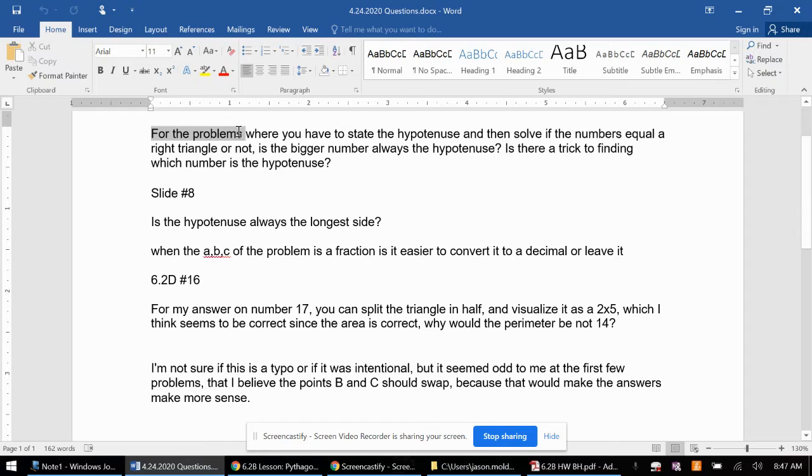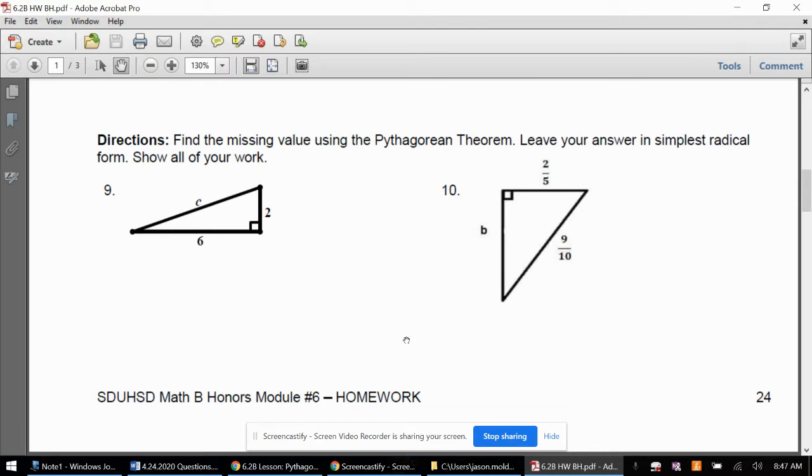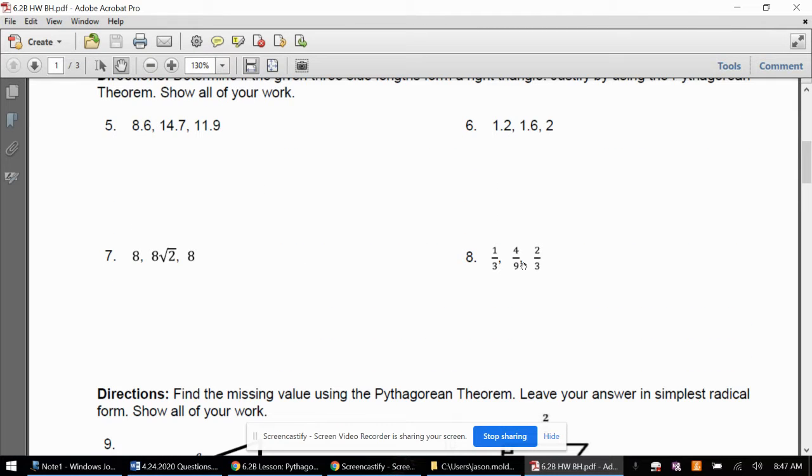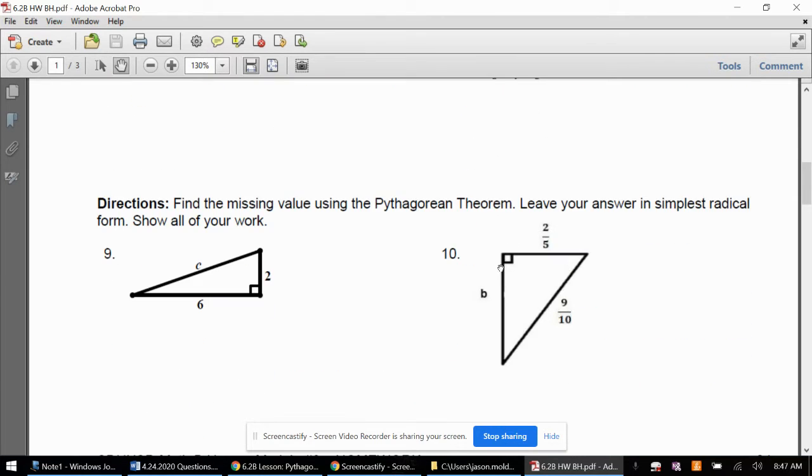First question was, for problems where you have to state the hypotenuse and then solve if the numbers equal a right triangle or not, is the bigger number always the hypotenuse? And the answer to that is yes. The hypotenuse is always going to be the largest of these. The hypotenuse is always across from the right angle, and it will be the longest side in this diagram as well.